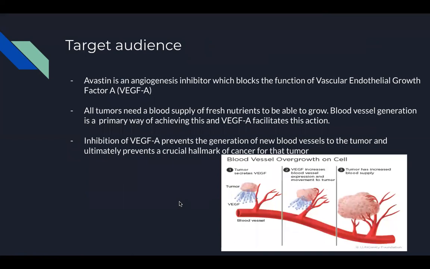Avastin is an angiogenesis inhibitor which blocks the function of VEGF-A. All tumors need a blood supply of fresh nutrients to be able to grow. Blood vessel generation is a primary way of achieving this, and VEGF-A facilitates this action. Inhibition of VEGF-A prevents the generation of new blood vessels to the tumor and ultimately prevents a crucial hallmark of cancer for that tumor.